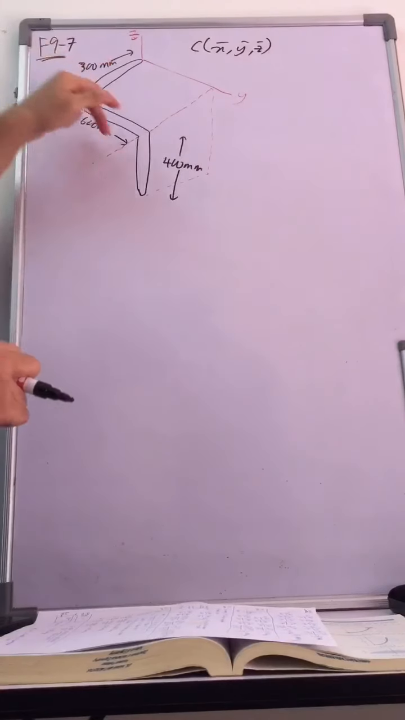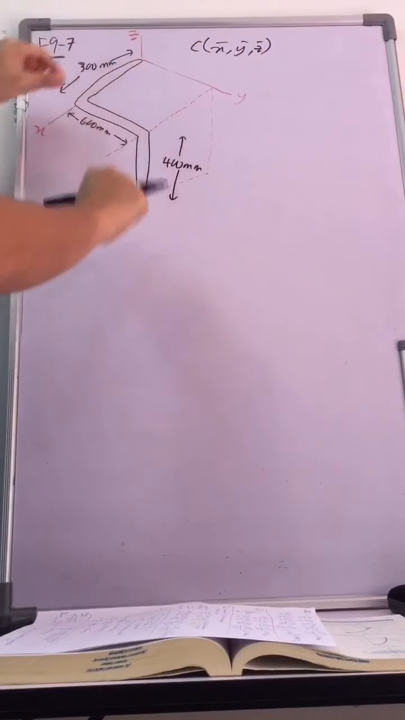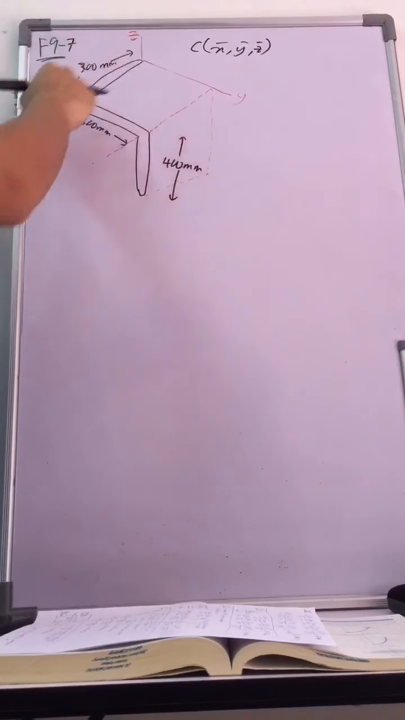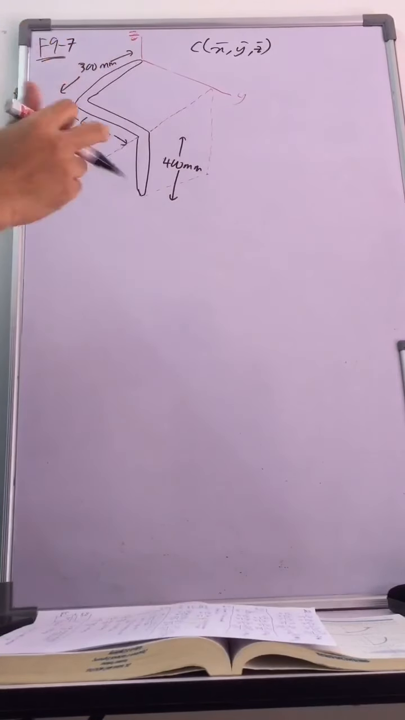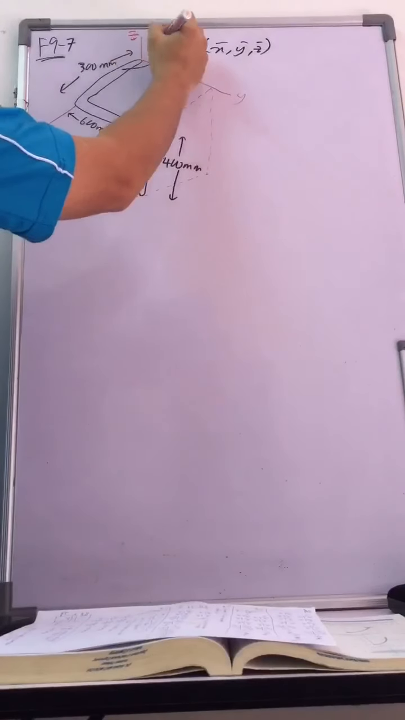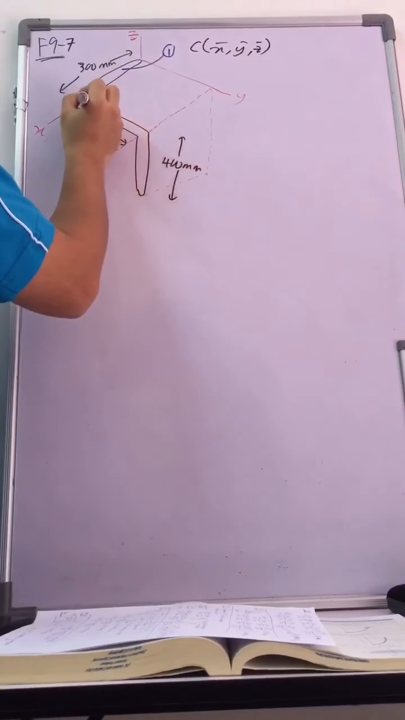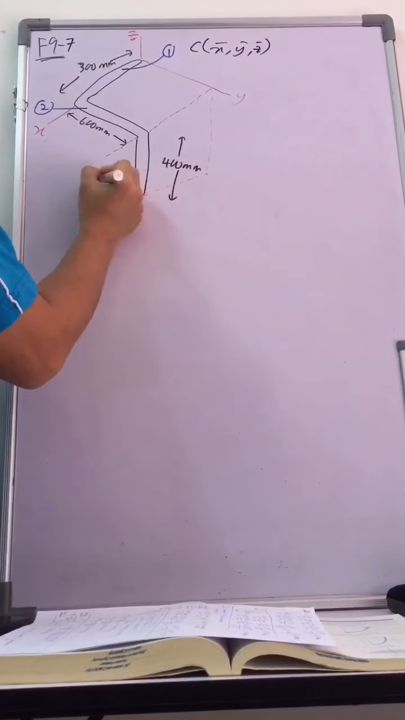Though the wire was actually a single body, now that you have bent it, it becomes a composite body. Can you see that it's like three bodies now? This is the first, this is the second body, and this is the third body.